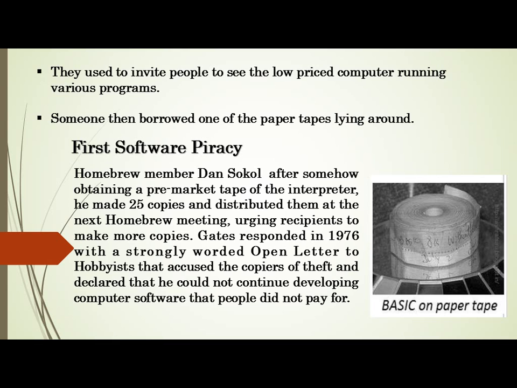First software piracy. Homebrew member Dan Sokol, after somehow obtaining a pre-market tape of the interpreter, made 25 copies and distributed them at the next homebrew meeting, urging recipients to make more copies. Gates responded in 1976 with a strongly worded open letter to hobbyists that accused the copiers of theft and declared that he should not continue developing software that people did not pay for. Here's the basic paper tape that Bill Gates and Paul Allen developed as their first product, the BASIC interpreter.